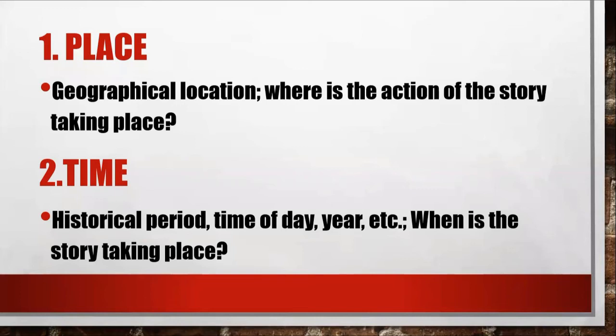First is place. It refers to the geographical location. Where is the action of the story taking place? Or simply, where does the story happen? Is it in a farm, in a castle, or in a school, or any place where a story took place? Next is time. It is the historical period, time of day, year, or etc. When is the story taking place?